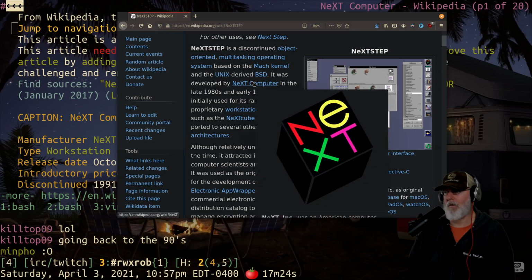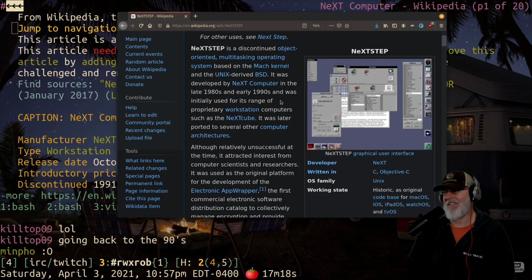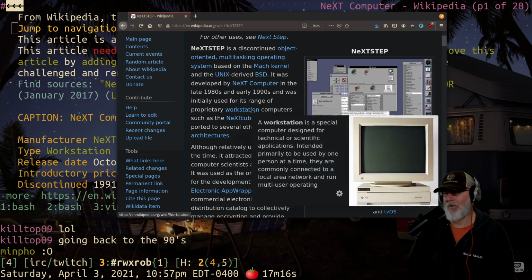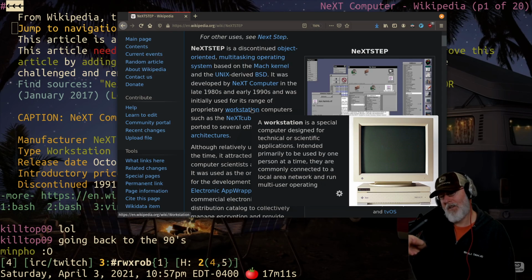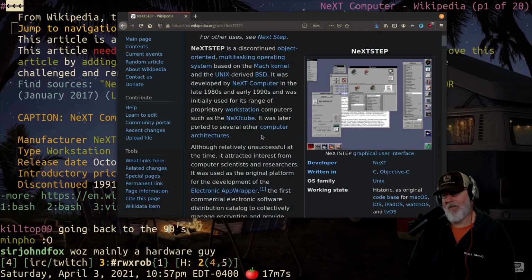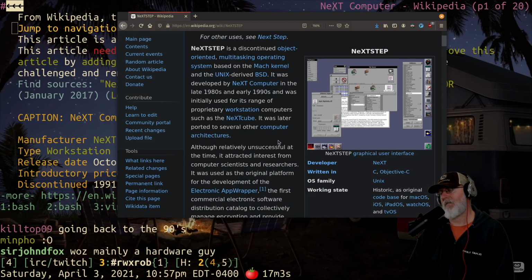Unix for BSD was developed by Next Computer. There's their 1980s logo. In the late 80s and early 90s, it was the initial of the range of workstation computers. Yeah, like Sun. That reminds me of Dennis. If Dennis was here, he would love this picture. I mean, he was mostly a hardware guy.